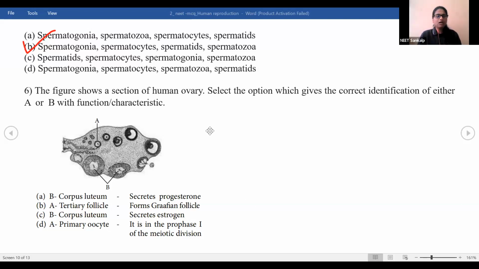Next, option D, A is a primary oocyte. It is in the prophase of meiotic division. What is your response, guys? Anvita answered it. Manikantha answered it. Nagalambika, Nagini, good. So option A, that is corpus luteum, which secretes progesterone, is the right answer. Option A. Next question.